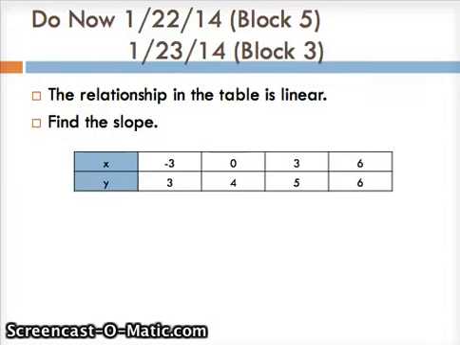Okay, so your do now is projected up here, and I'm going to give you about 3 minutes to work on it if you haven't already. It's okay for you to talk to your group members after you have thought about it on your own.